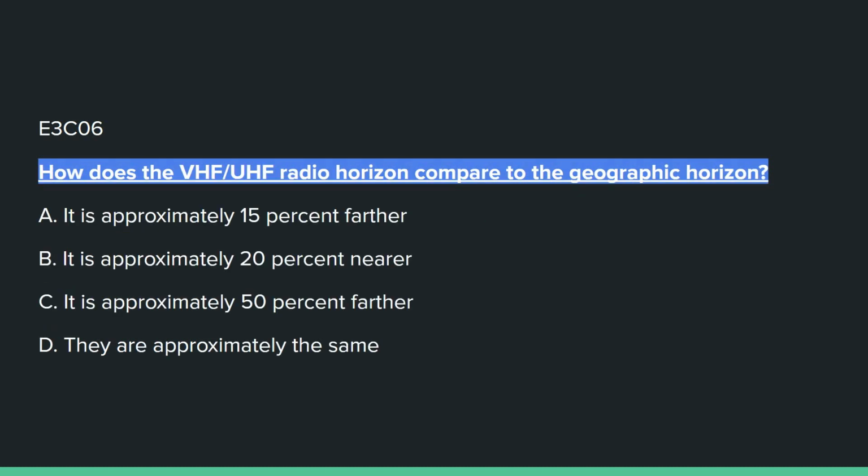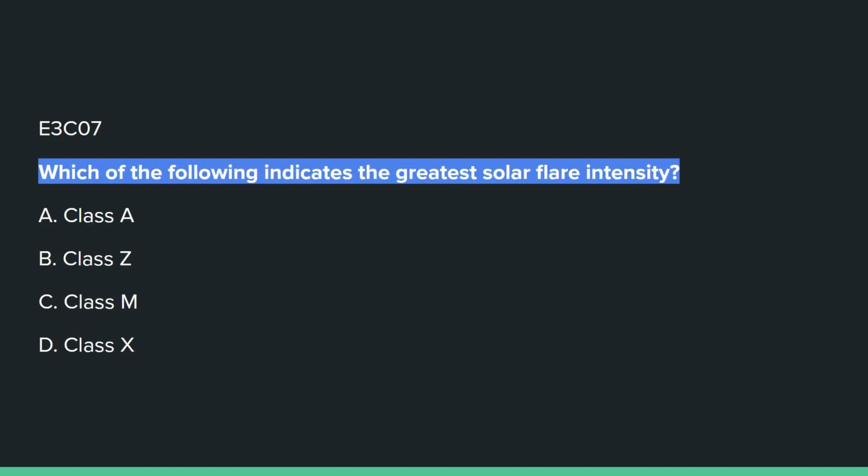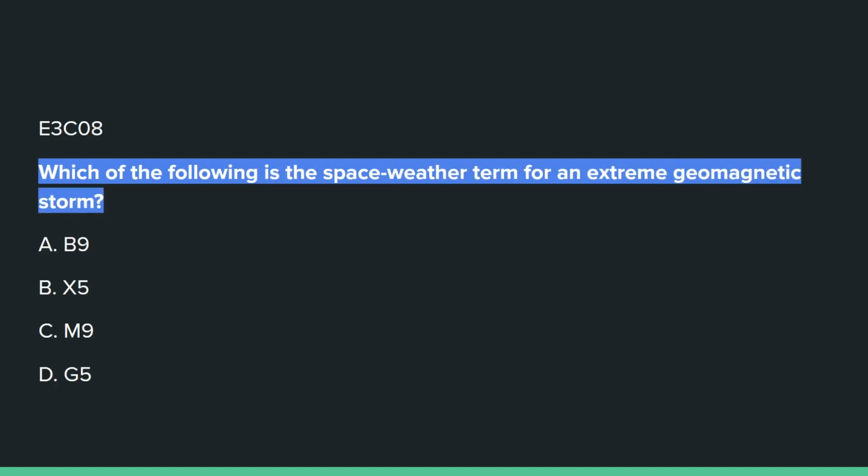E3C06, how does the VHF-UHF radio horizon compare to the geographic horizon? A, it is approximately 15% farther. E3C07, which of the following indicates the greatest solar flare intensity? D, Class X.